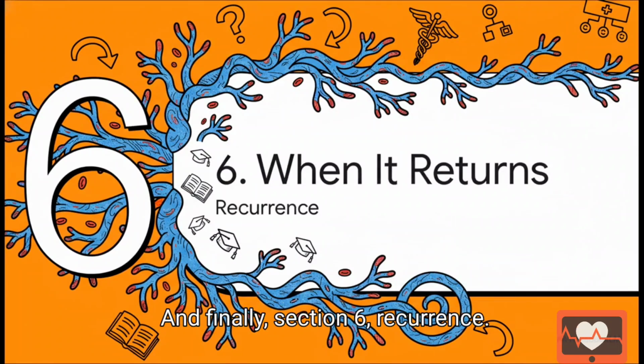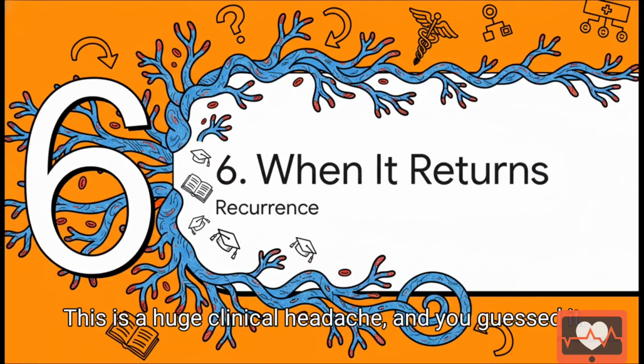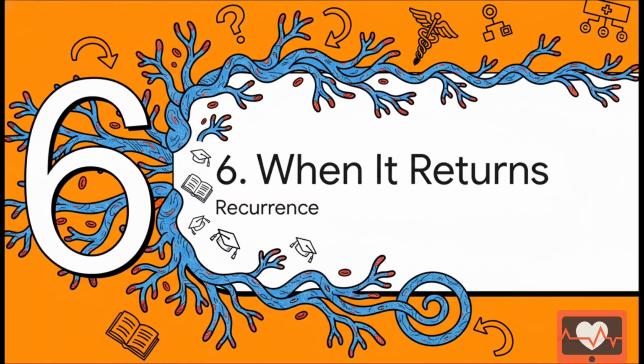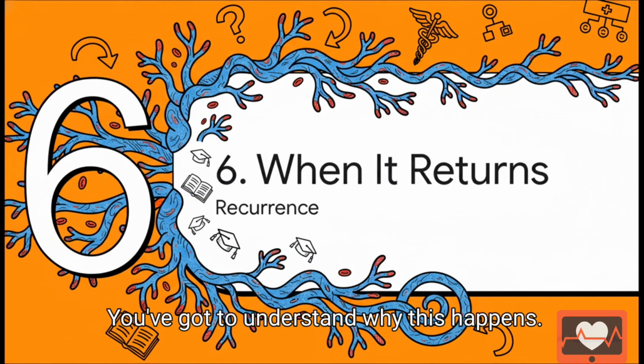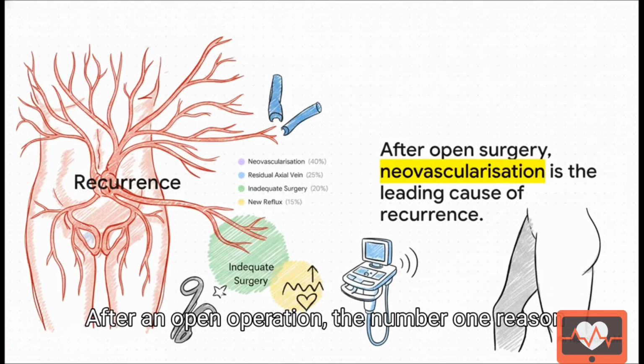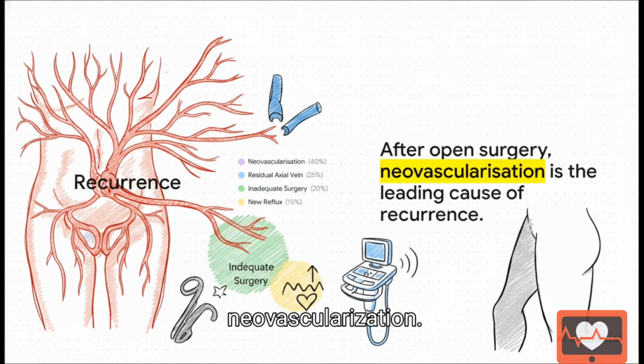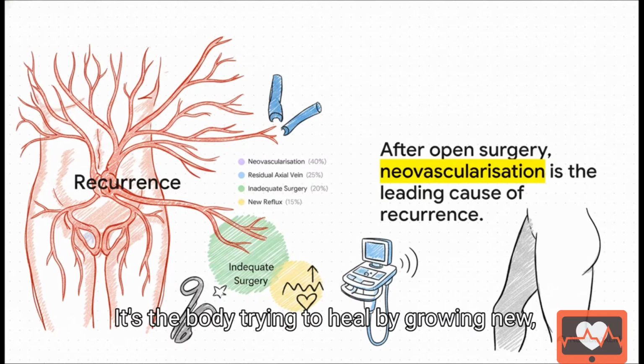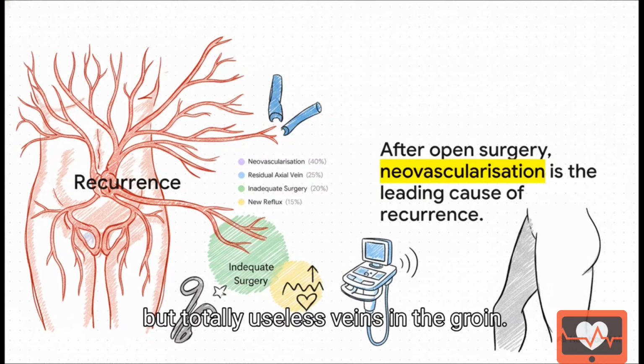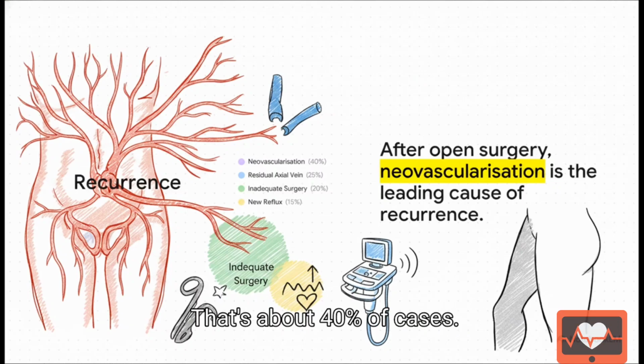And finally, Section 6, recurrence. This is a huge clinical headache and, you guessed it, a favorite topic for exams. What do you do when the varicose veins come back? You've got to understand why this happens. After an open operation, the #1 reason veins come back is something called neovascularization. It's the body trying to heal by growing new, but totally useless veins in the groin. That's about 40% of cases.